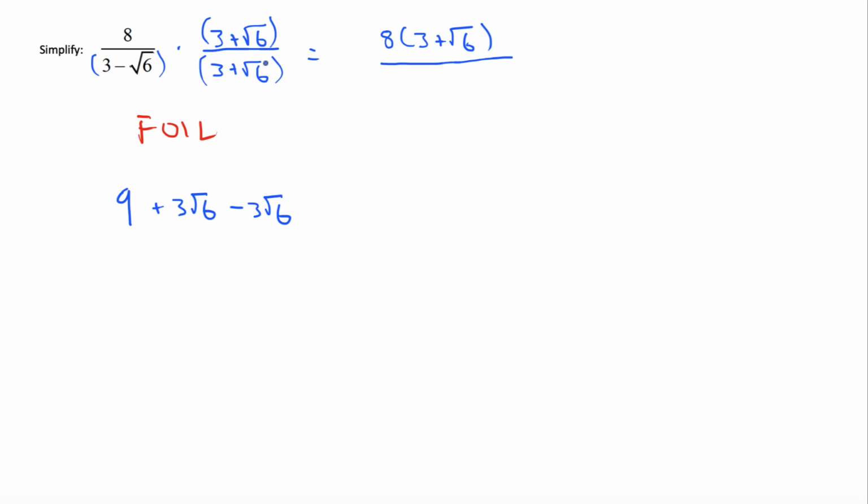And what about the last term? Radical 6 times radical 6 gives us minus 6 here. Look, notice here, the outer and inner terms cancel out, right? Remember, that should always happen if you multiply conjugates together. So really, what are we left with here in the denominator? 9 minus 6, which is 3. And there are no radicals in the denominator.